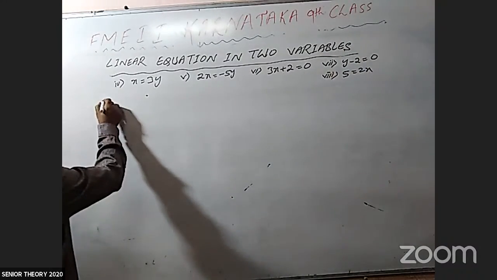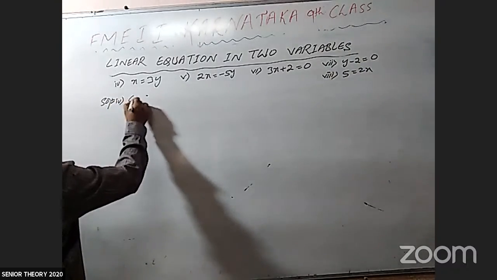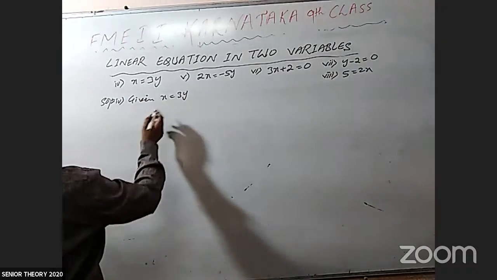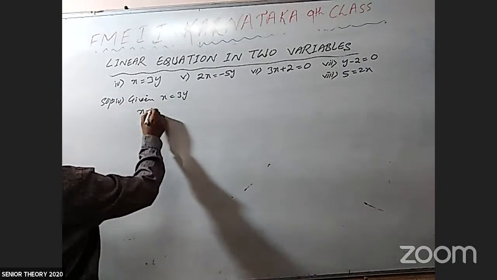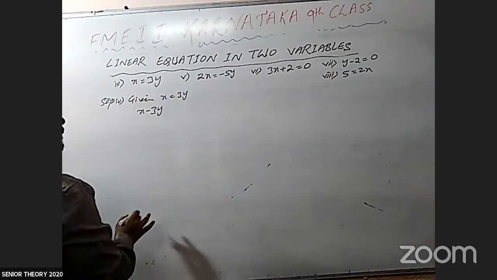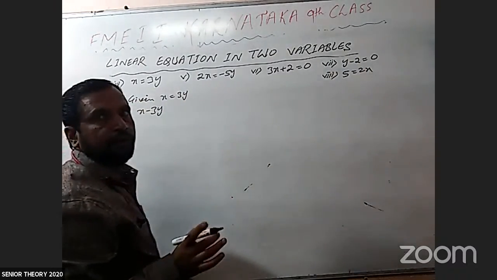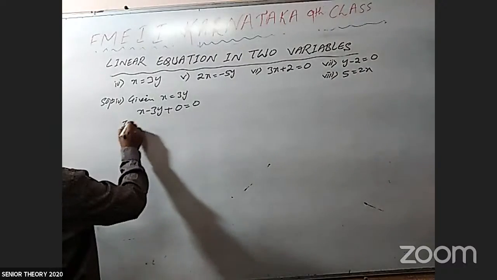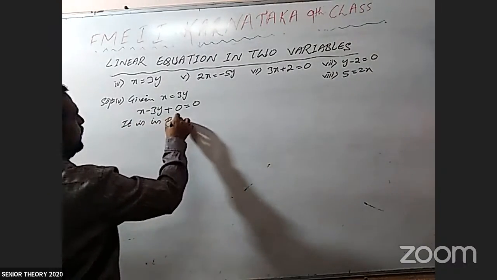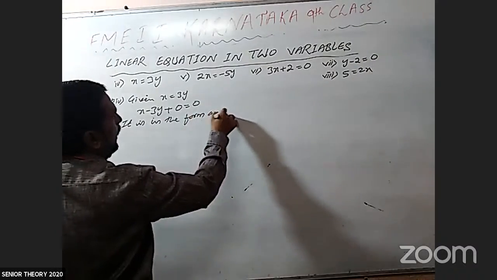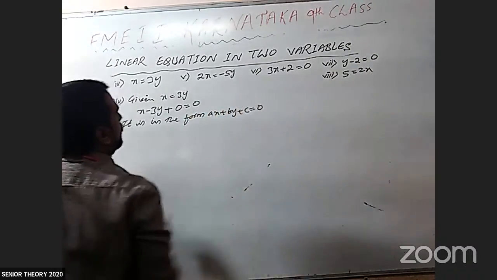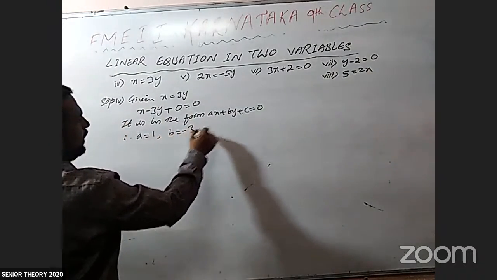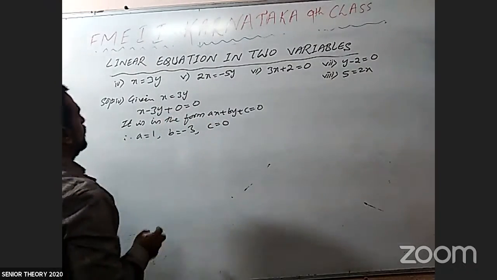Now, solution for fourth one. Given equation is x equal to 3y. We can write this equation like this: x minus 3y, and there is no constant term. If no constant term is there, we will take 0 as a constant term. Therefore, it is in the form of ax plus by plus c equal to 0. Therefore, value of a is 1, b is equal to minus 3 and c is 0.